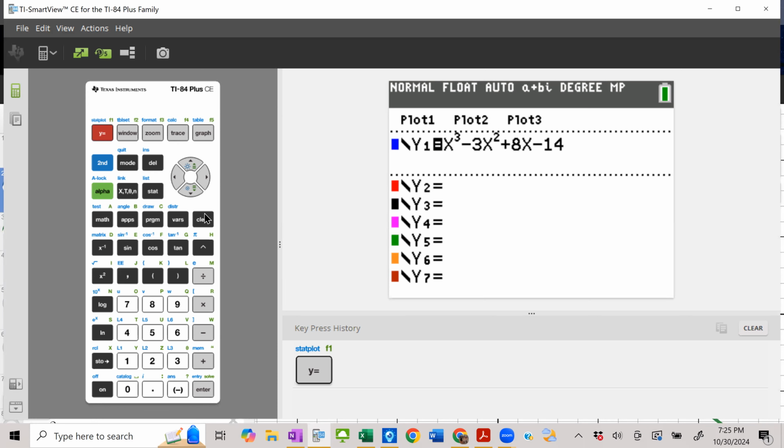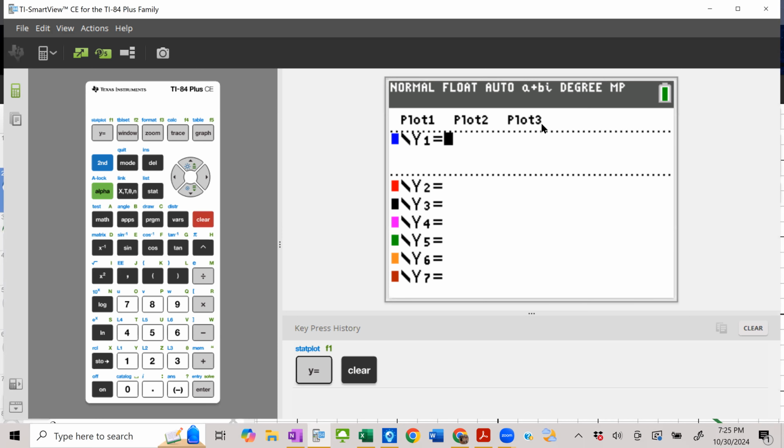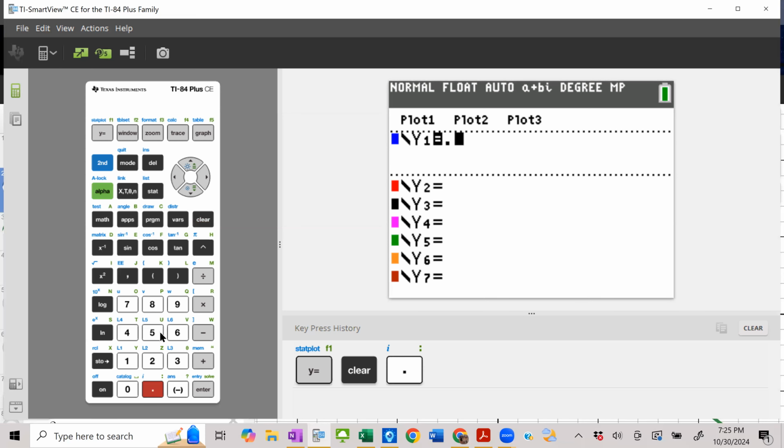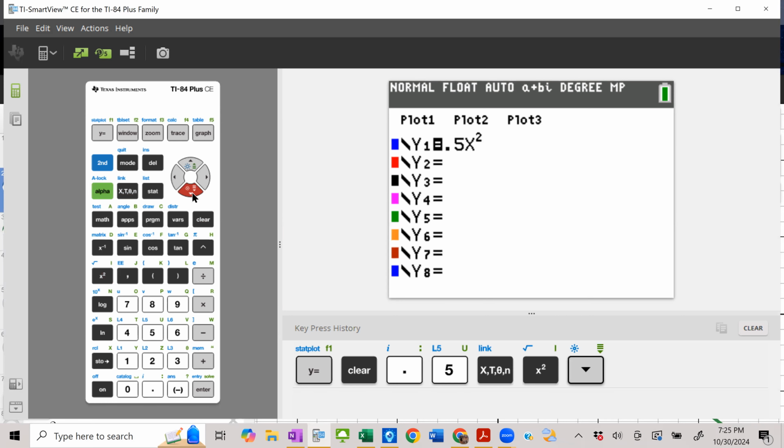Come up here, clear out the other stuff. Make sure your plots are turned off. Now for convenience, I'm just going to put in 0.5 x squared. And then the next equation is going to be 4 minus x.